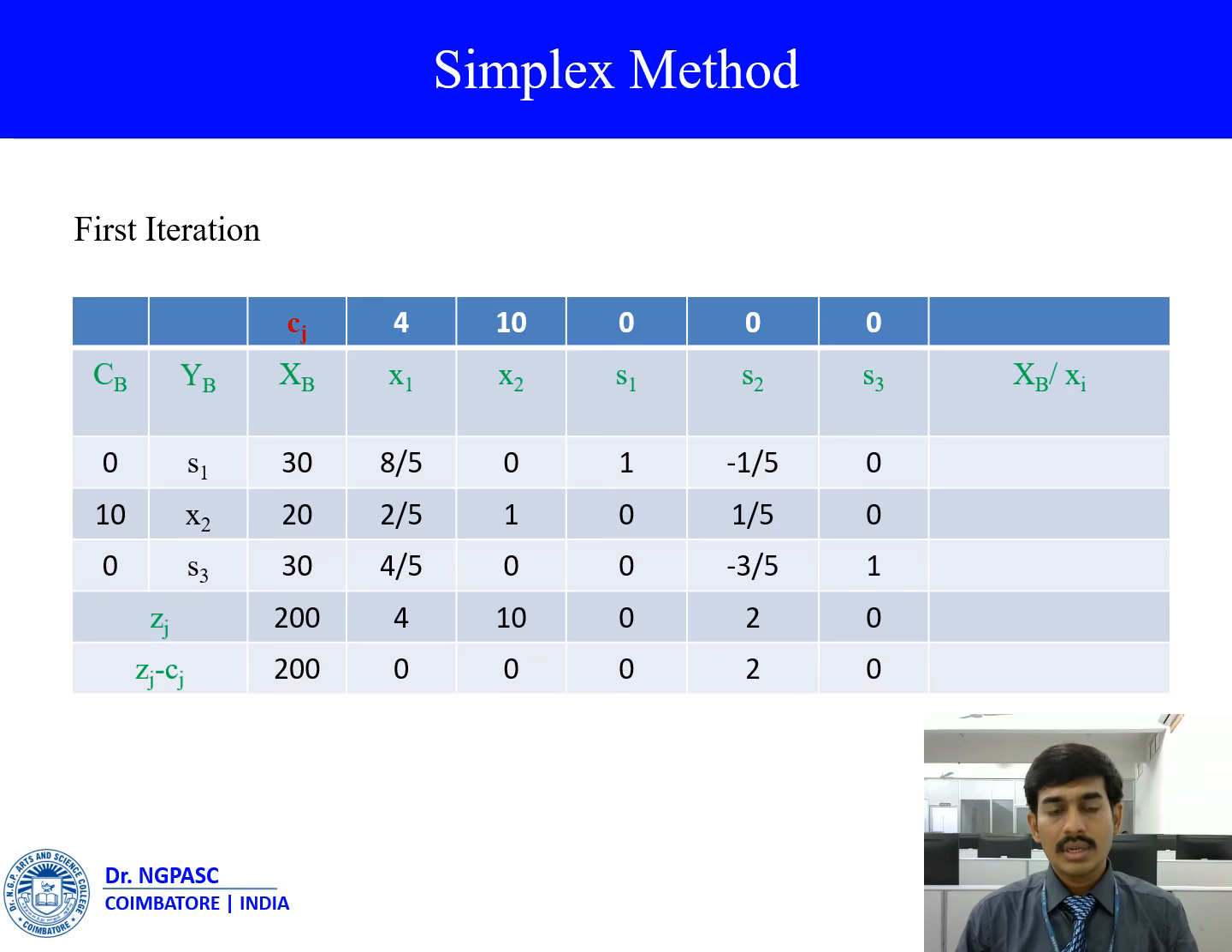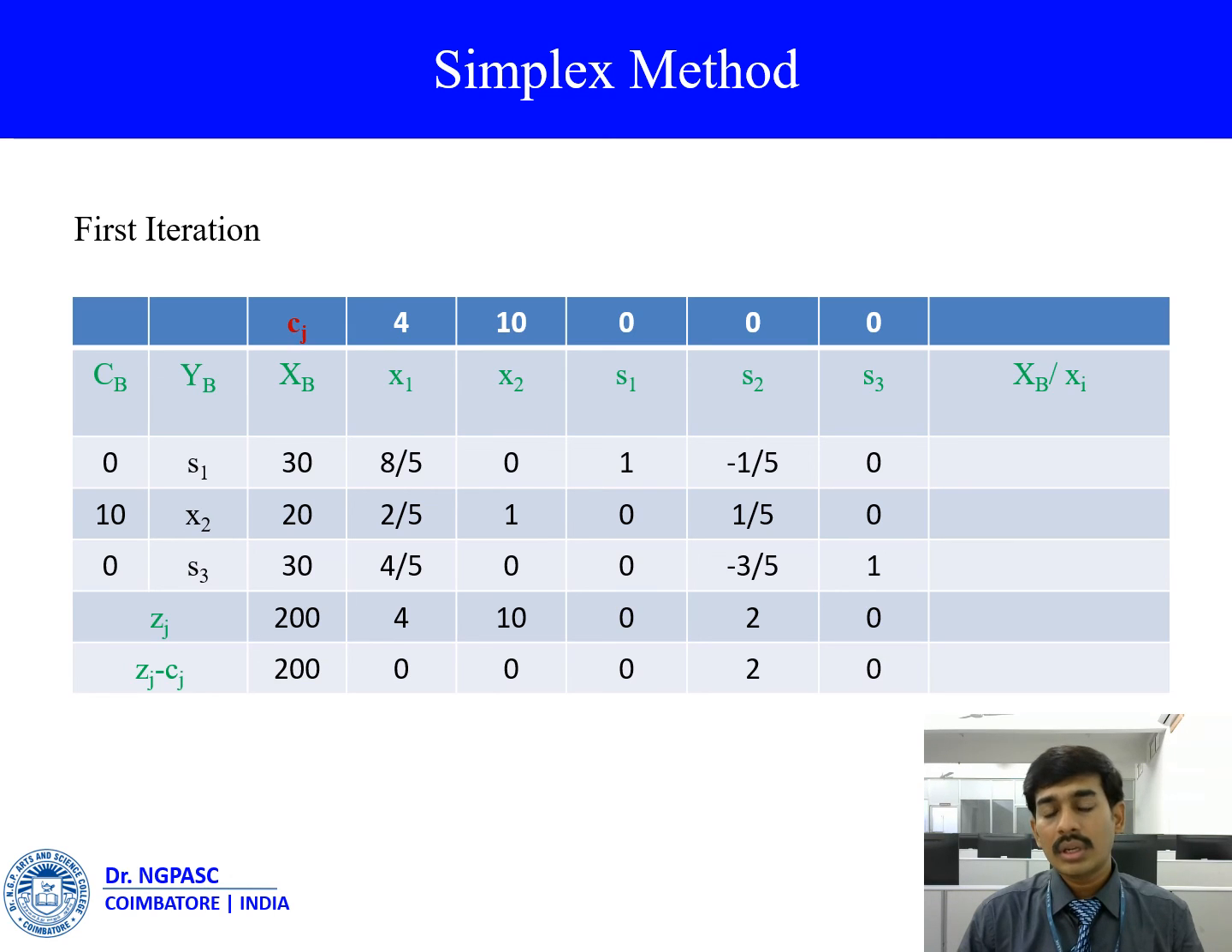In this first iteration, s2 leaves the basis and x2 enters the basis. X2's cb is 10, from the initial solution. Here it is replaced by the iteration. So 0 s1 30, 8 by 5, 0, 1, minus 1 by 5, 0. After that, the previous iteration results.